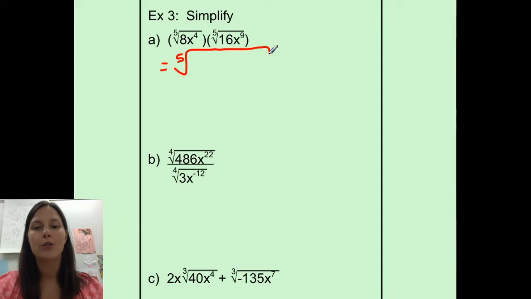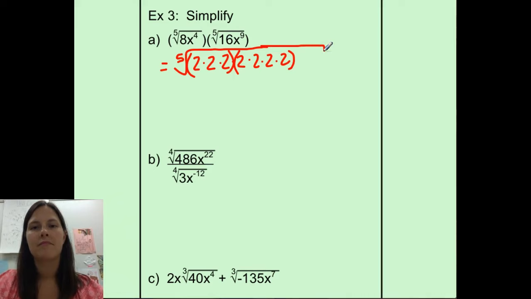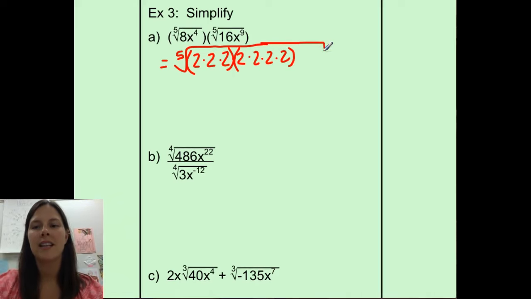So similar to the way that we simplified when we were multiplying radicals, I'm going to simplify the same way with my fifth roots. I'm going to put it all together under one root. 8 is 2 times 2 times 2. 16 is 2 to the 4th power. And x to the 4th times x to the 9th is x to the 13th power. To take the 5th root, we notice that we have 5 2's being multiplied, or 2 to the 5th. The 5th root of 2 to the 5th is 2.